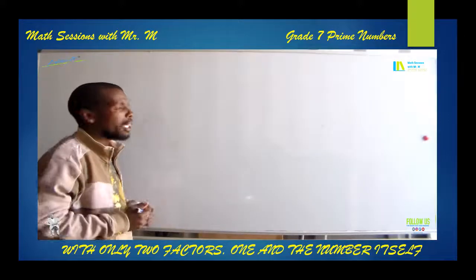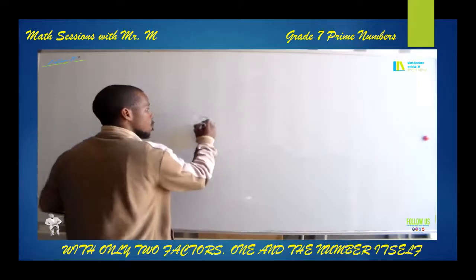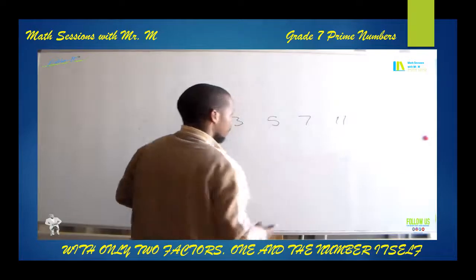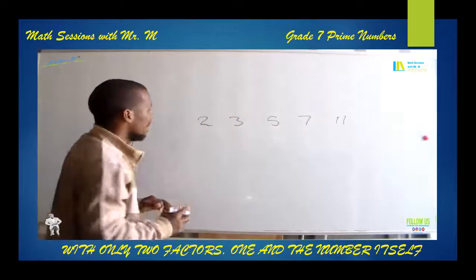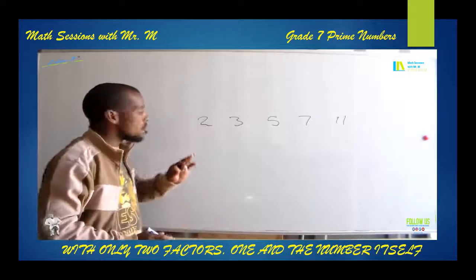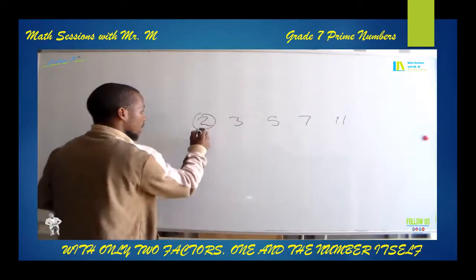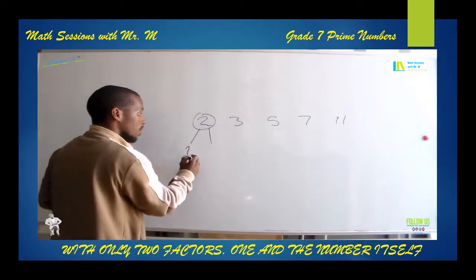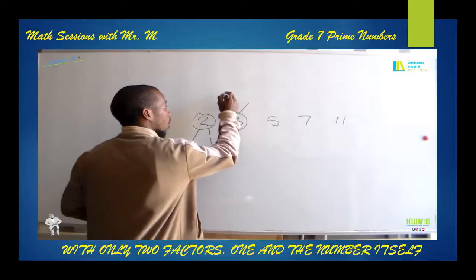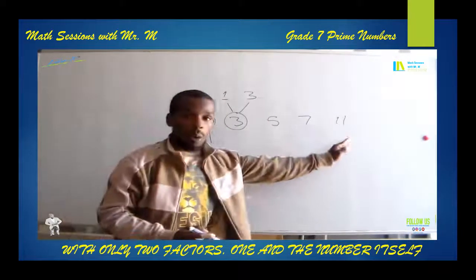Let me give you an example of prime numbers. The first 5 prime numbers are 2, 3, 5, 7, and 11. Do you see it? Each number that I brought here is only divisible by two factors. 2 can only be divided by 1 and by itself. 3 can only be divided by 1 and by itself, and so on.